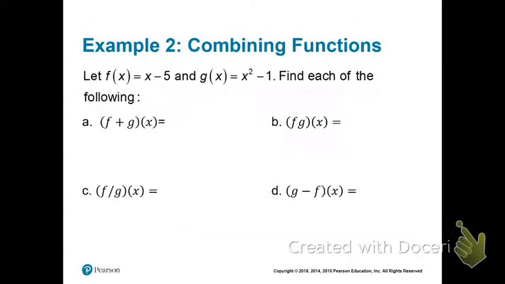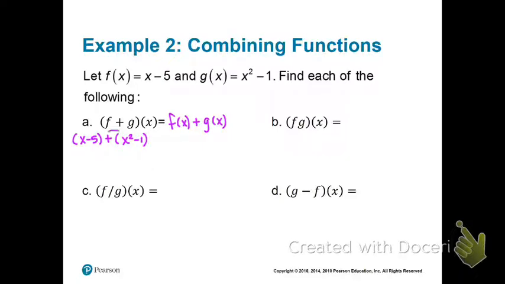All right, so example 2 here says let f of x equal x minus 5 and g of x equal x squared minus 1. Find each of the following. So the first one here, we're looking for f plus g with respect to x. That means we're going to take f of x and add g of x. When I add, subtract, and even multiply, I just put my f of x and my g of x each in their own parentheses. So f of x was x minus 5, plus g of x, which was x squared minus 1.